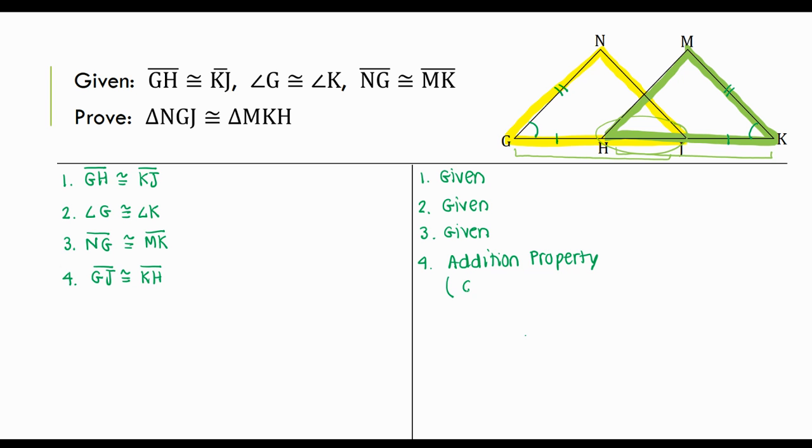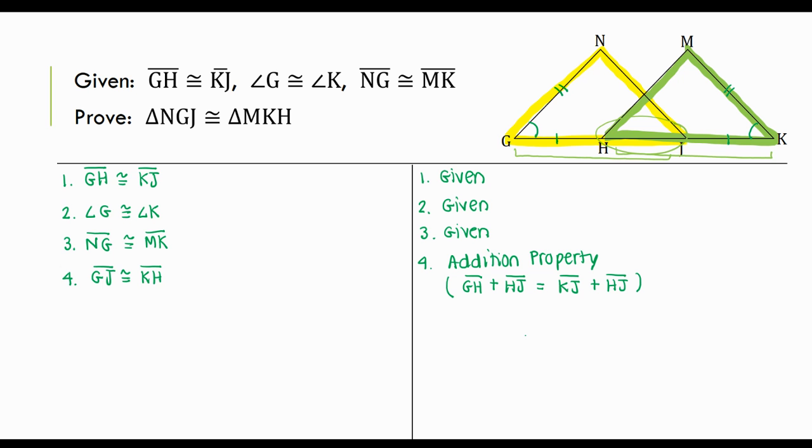So notice that GH was a small segment. I'm adding on that overlapping piece of HJ. Put them together, there's my GJ. Started with the segment of KJ. I want to add on a piece. I'm adding on that overlapping segment of HJ. Well, put those 2 together, you got KH.